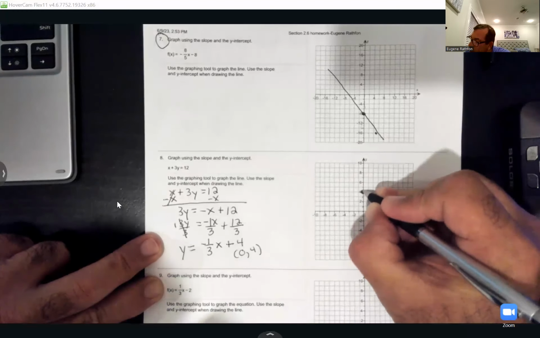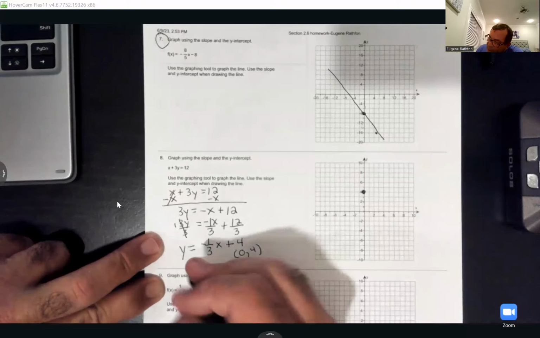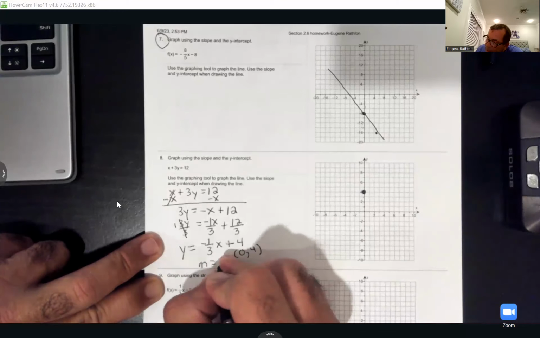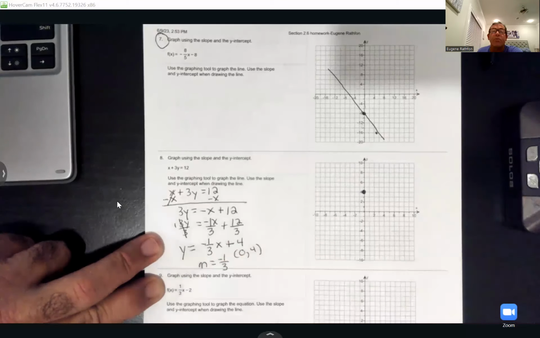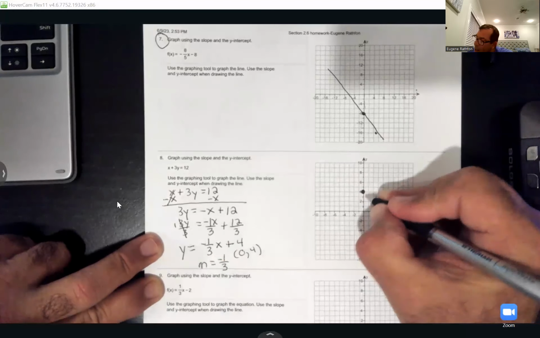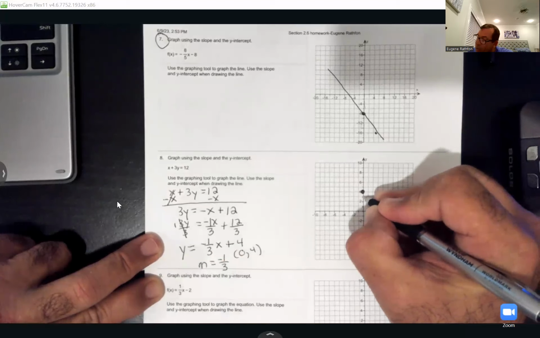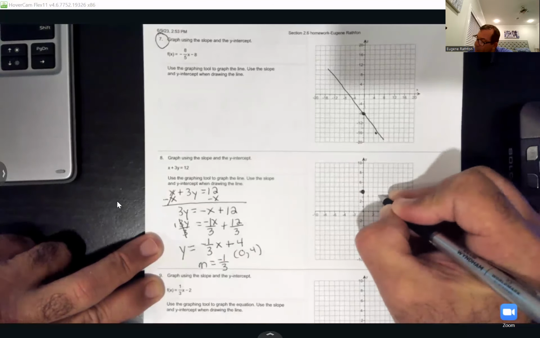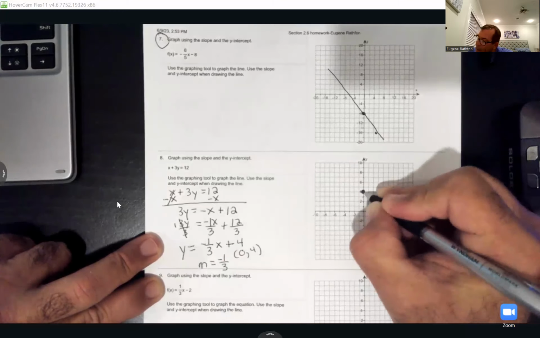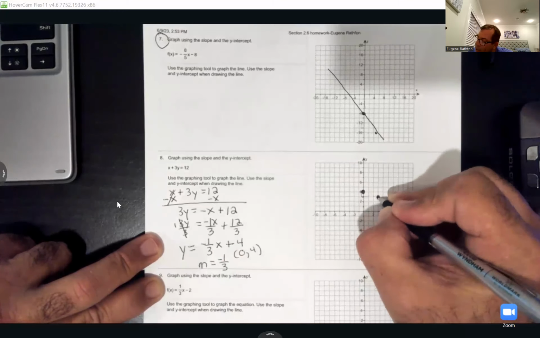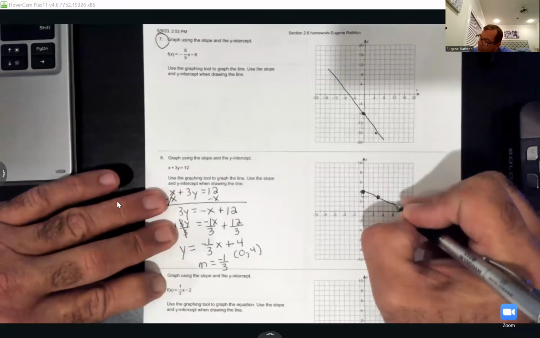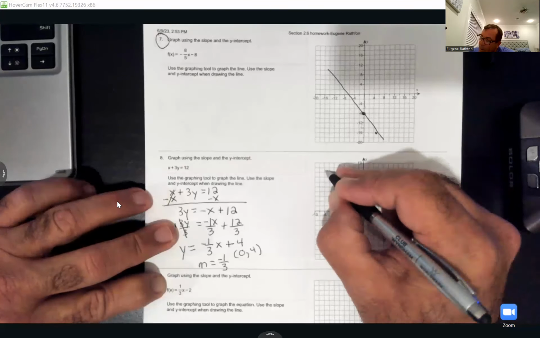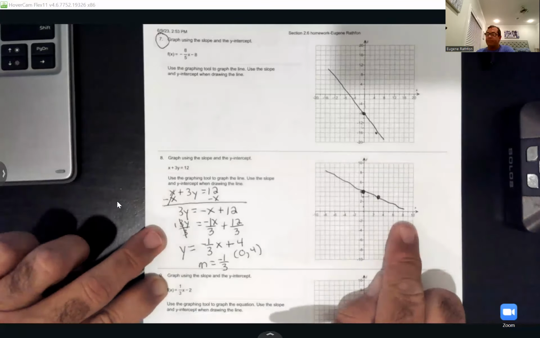Put my first dot. My slope, my m, is -1/3. So the negative stays up top. From 4, I go down 1, which puts me at 3. The bottom number we always keep positive, and move right 3 spaces. So I went down 1 and right 3. Notice negative slope, once again, goes downhill.